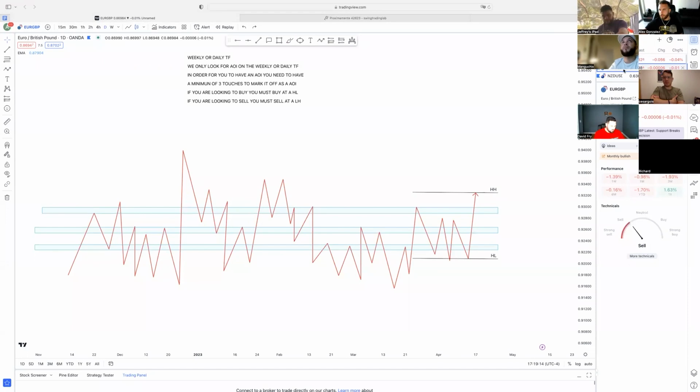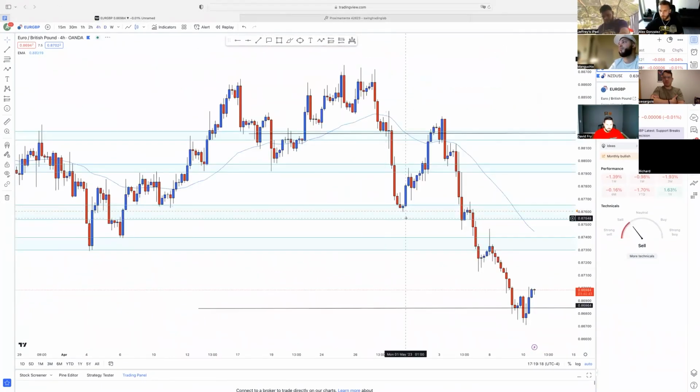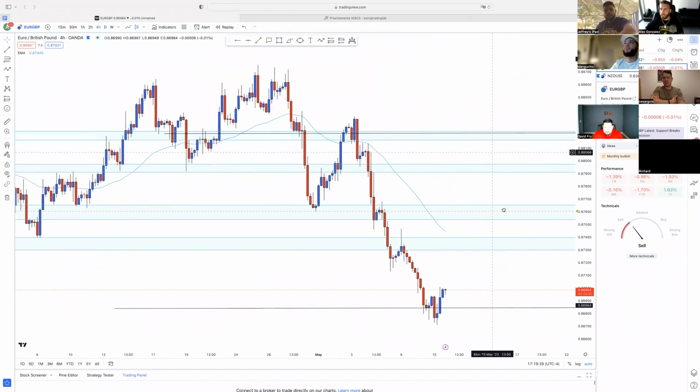For example, let's go back to this one on the 4-hour that we were looking at. Now this candlestick has closed above, so now this time frame is bullish. That's it. Simple. Areas of interest are only found in the daily and the weekly time frame.